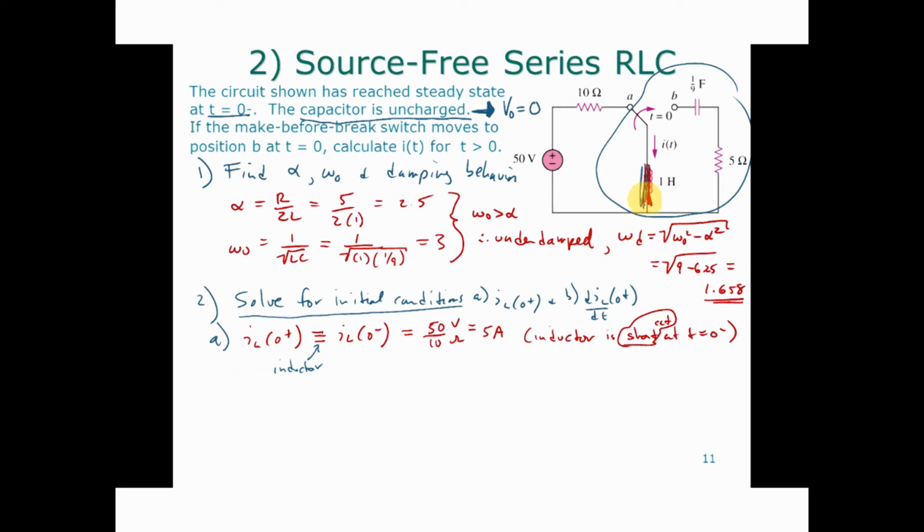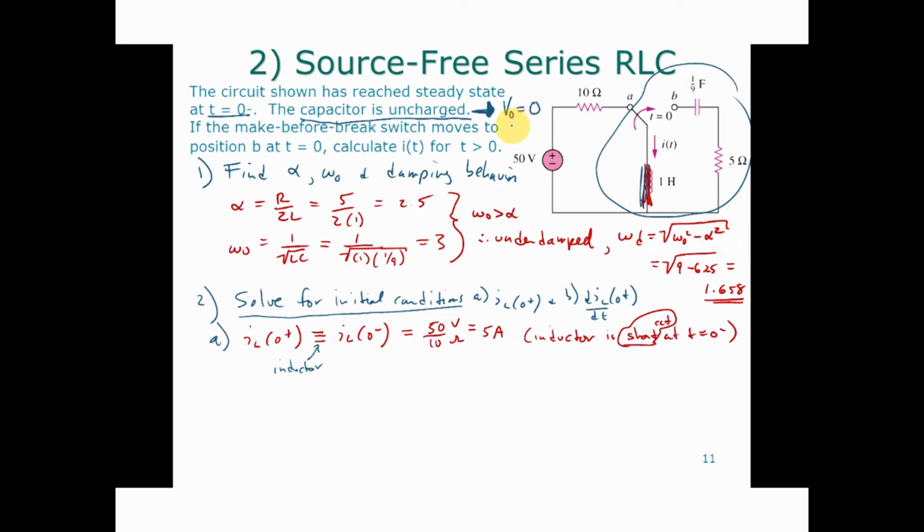I drew a short through the circuit there, on the inductor, to show that it was a short when it was connected to a 50-volt source. That means the current going through that inductor at time 0 was 5 amps, because you had 50 volts over 10 ohms. And that part is pretty easy.